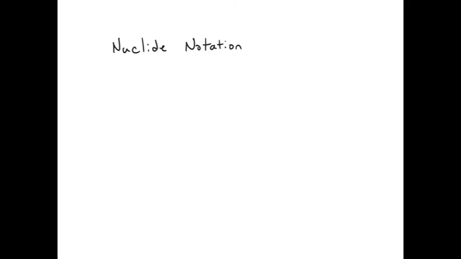It includes, again, the mass, it includes the atomic number, it includes the symbol of the element, but it has to go in just the right spot in order to be able to use it. So I'm going to show you how this works. Now let's say I want to write out the nuclide notation for the most common isotope of fluorine, which is fluorine with a mass of 19.